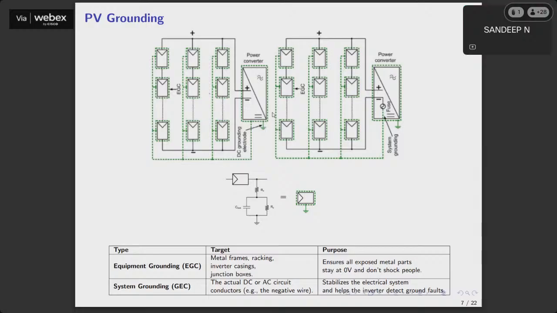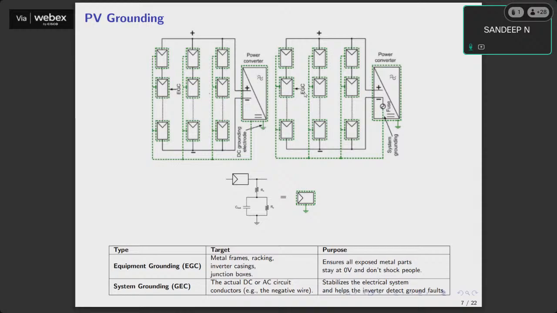In order to avoid that, we are going to connect all the non-current carrying conductors and have an EGC, that is equipment grounding, for safety purposes. That is called the equipment grounding conductor. And we have a standard which says that grounding is mandatory. At least this EGC is mandatory for the safe operation of an overall PV plant.